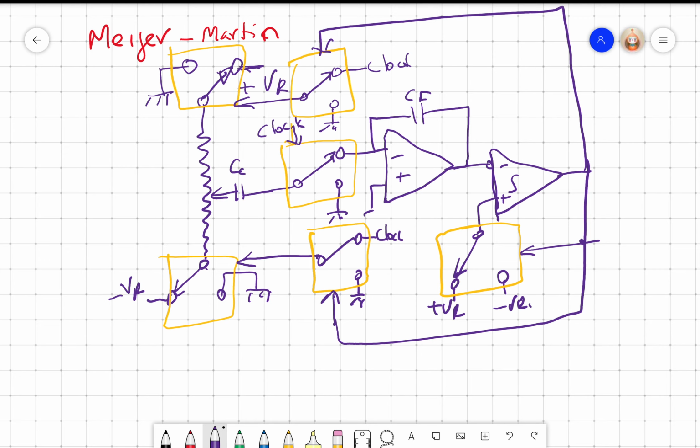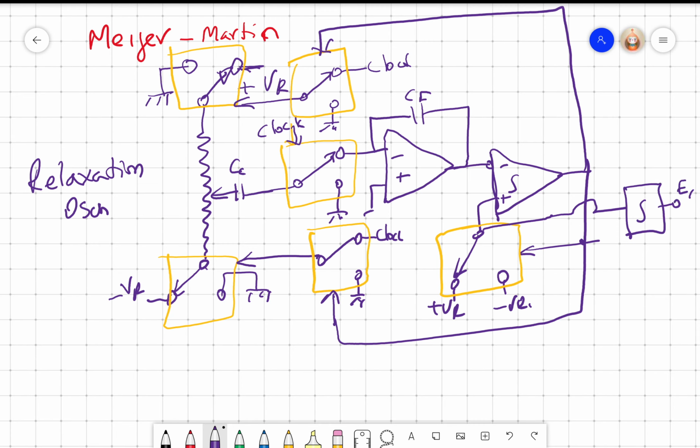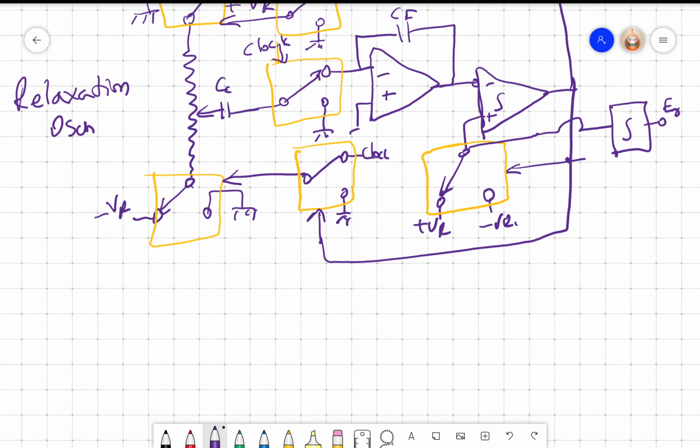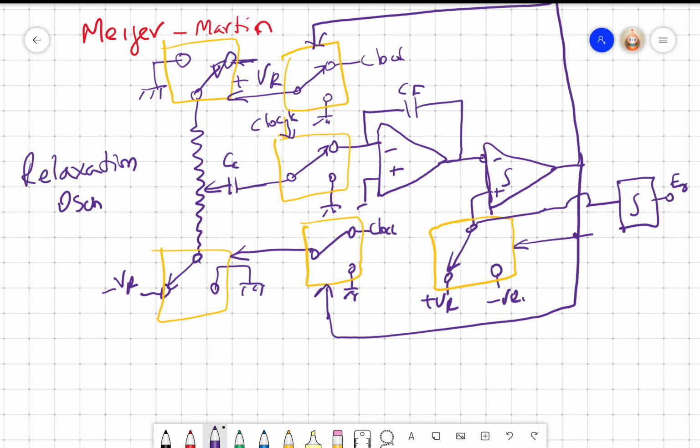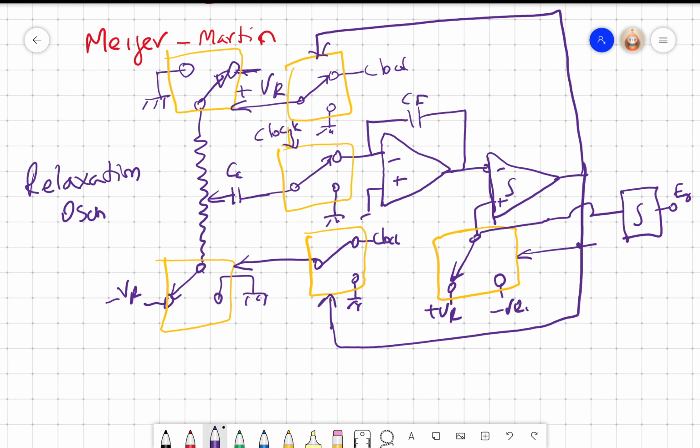Right now, this whole circuit works like a relaxation oscillator. We take this output and put an integrator and get E0. Okay. Now let us look at the operation. Assume that the position is like this.